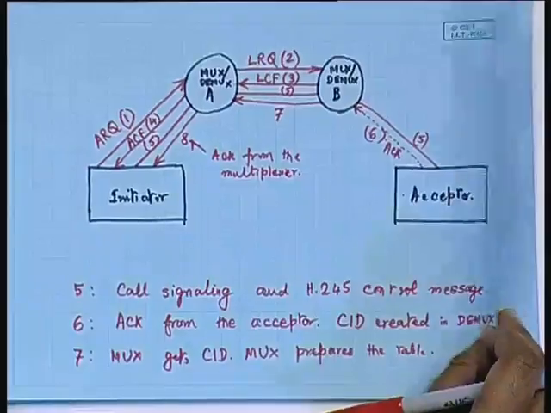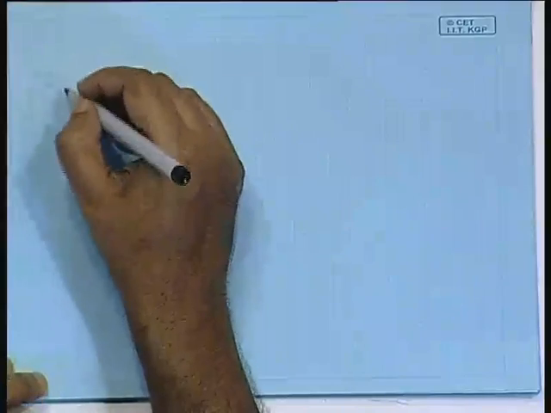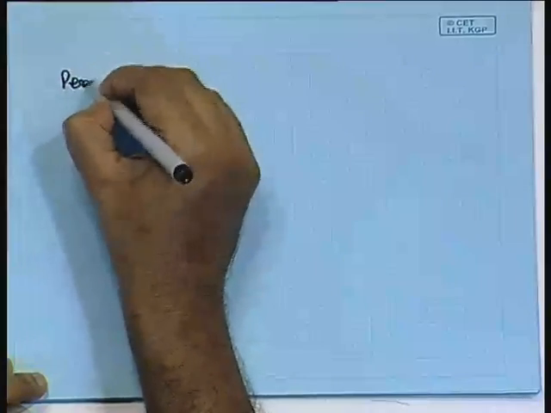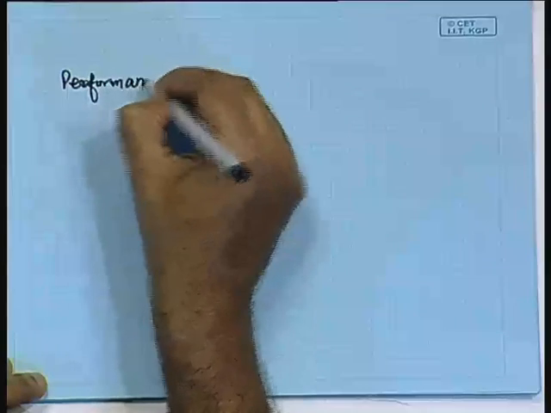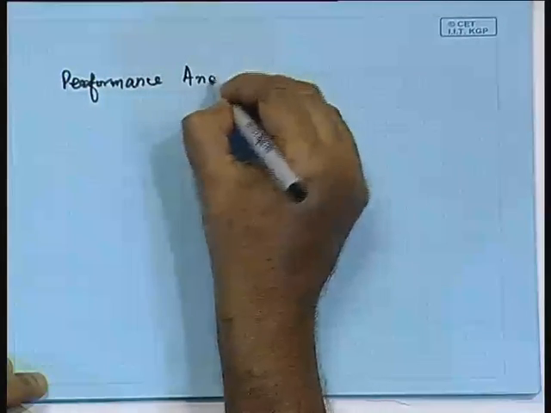Now the important question is why we are doing this, and exactly what kind of bandwidth efficiency are we going to achieve in this process. So let us see some performance analysis. We will now talk about the performance analysis. Some quantitative measures are there for this.